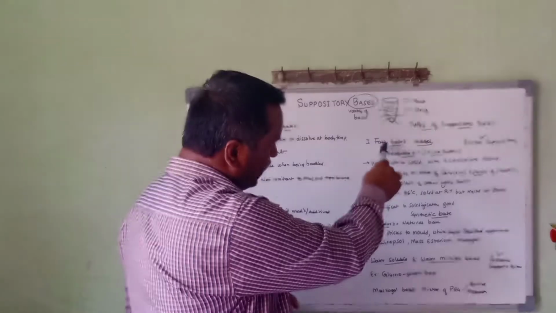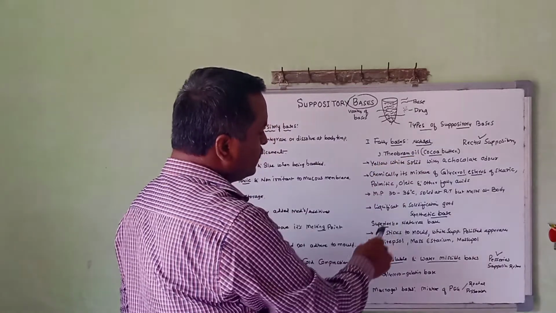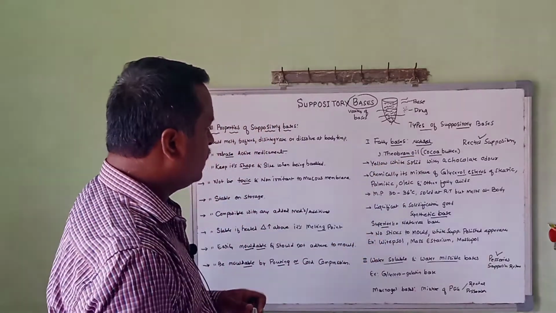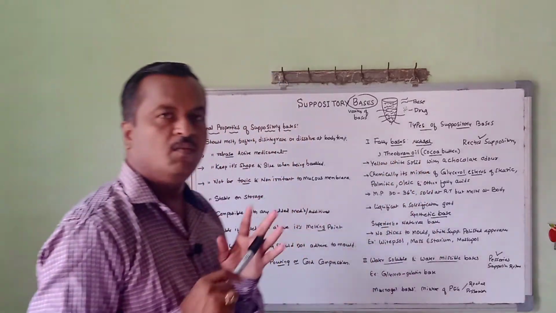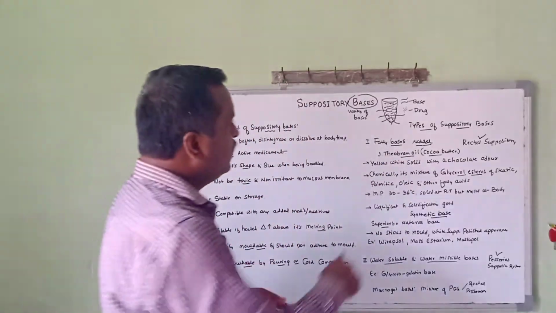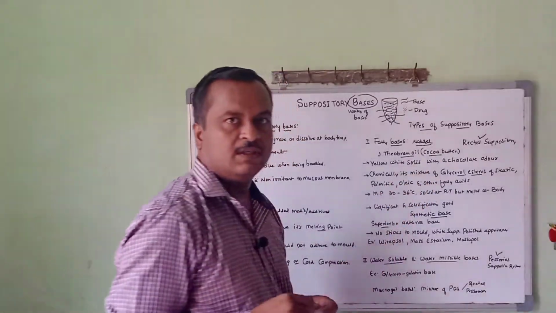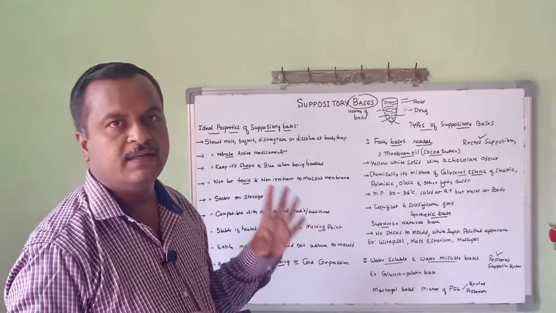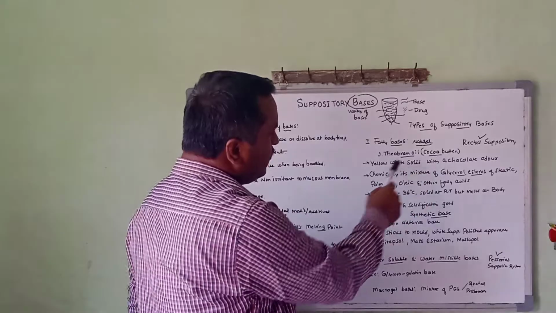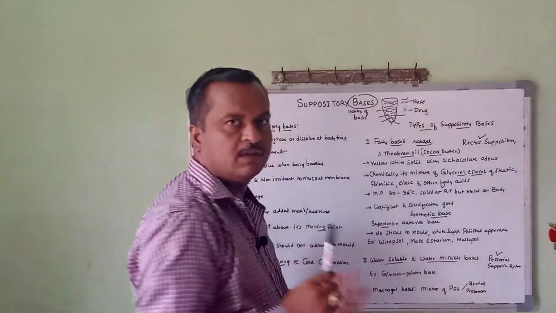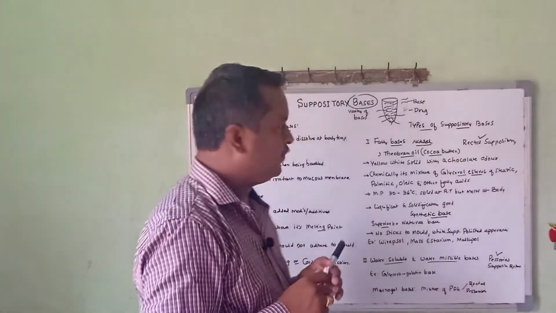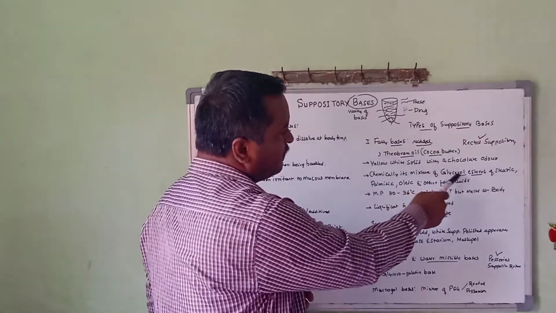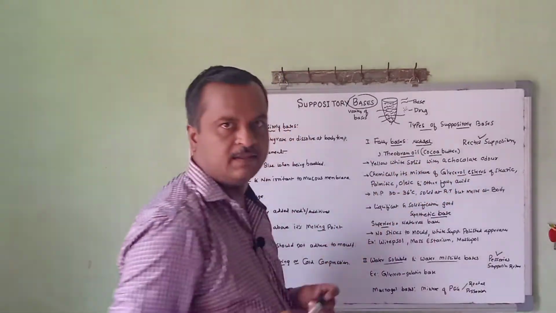In fatty bases again, natural as well as synthetic are there. In the natural, the most important in examination is theobroma oil, also called cocoa butter. It is available as a natural source. It is available as a yellow white solid with a chocolate odor. And it's chemically a mixture of glycerol esters of stearic acid.